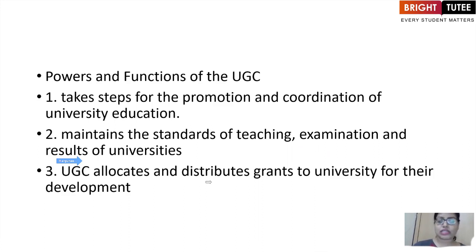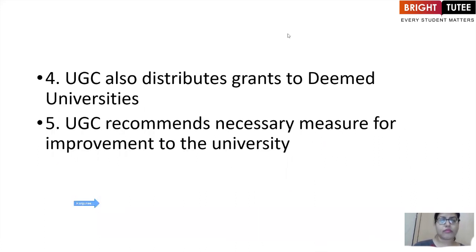UGC also allocates as well as distributes grants to university for their development as well as for their growth. It even distributes grants to deemed universities. So universities which are not actually passed as per legislation, but they are deemed to be universities. It also provides grants to these universities. UGC recommends necessary measures for improvement to a particular university. So it basically tells the university that this is something which is lacking in you, you need to work on these areas, and it gives its feedback.